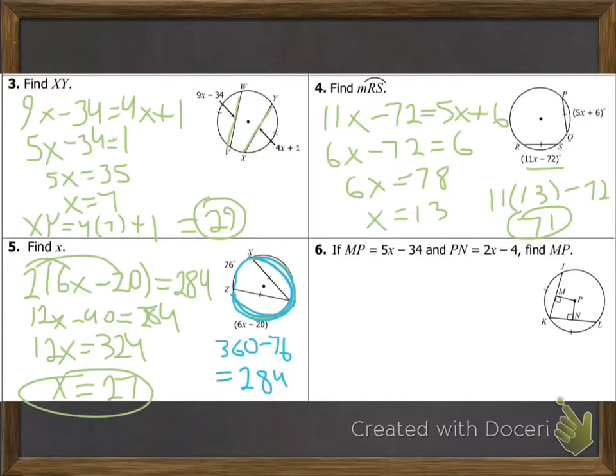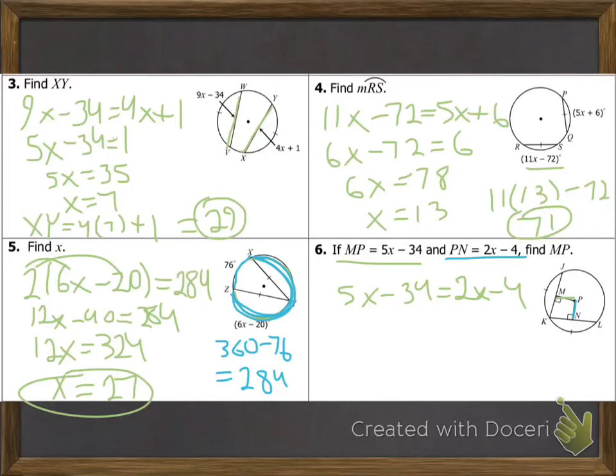So MP, that's going to be this piece here, is 5x minus 34. And PN is 2x minus 4. That's going to be this piece right here. And we need to find the measure of MP. We know that those two little connecting bits that show the distance between the chords are also equal to each other. So we're going to have 5x minus 34 equals 2x minus 4.